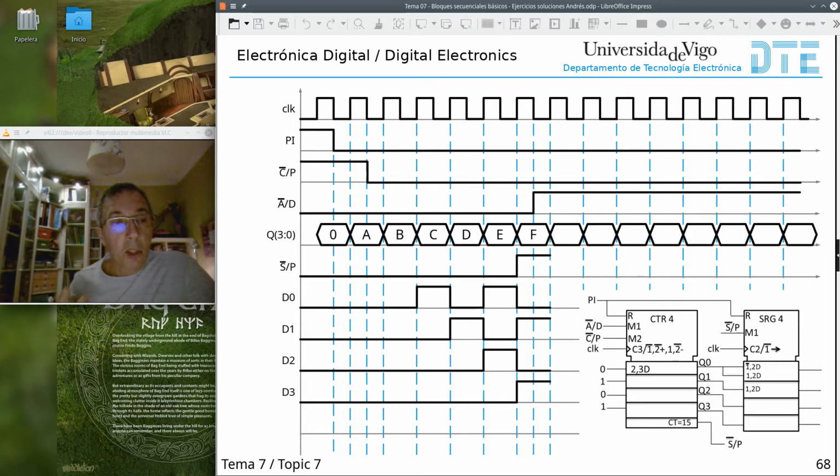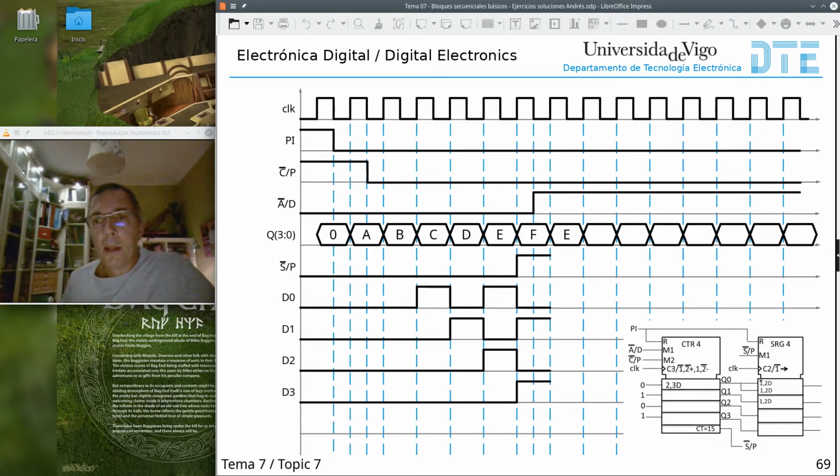Now our control signal for the counter is set to 1. So that means that AD is set to 1, so we are going to count decreasing. So instead of going to 0, we are going to E. And our SP signal will go to 0 because we are no longer in F or in 15.